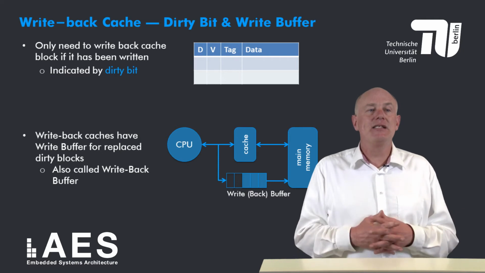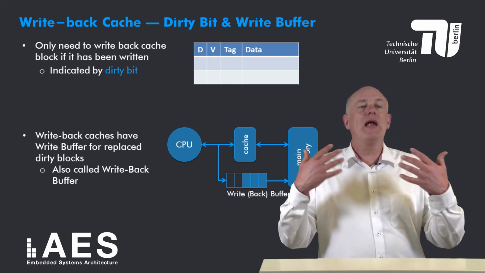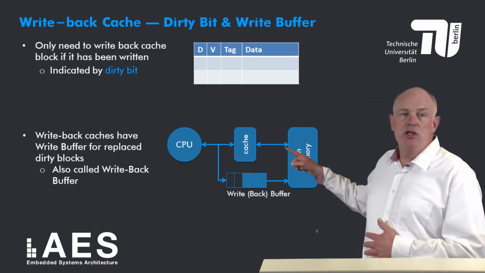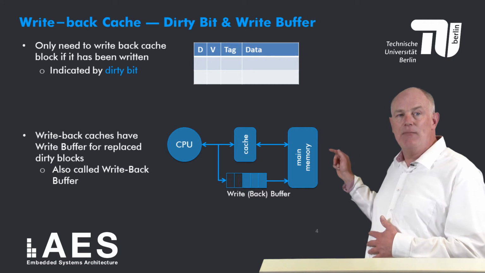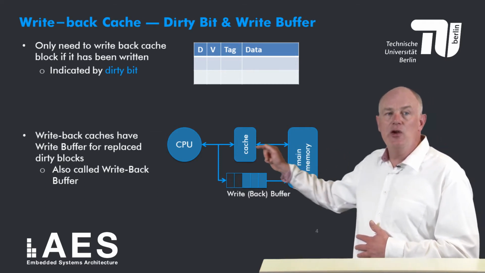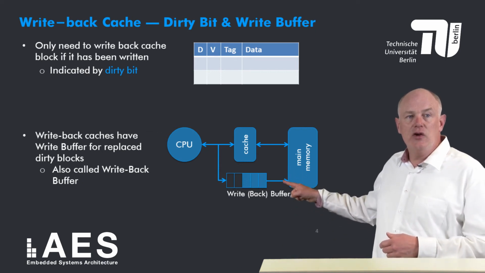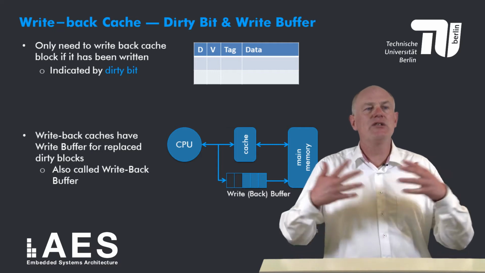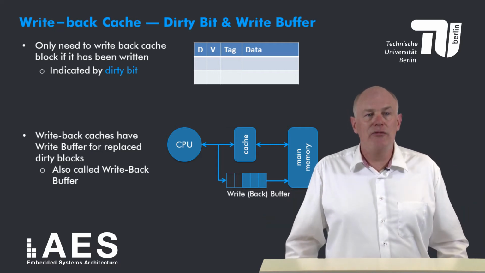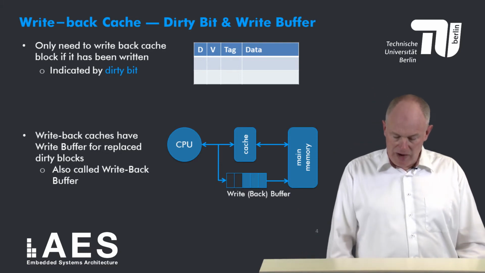Write back caches typically also have a write buffer, but for replaced dirty blocks. So instead of waiting for the dirty block to be written back to main memory, we get the new block and the CPU can continue while the dirty block is written back to memory in the background. For this reason, the write buffer for write back caches is sometimes also called write back buffer.